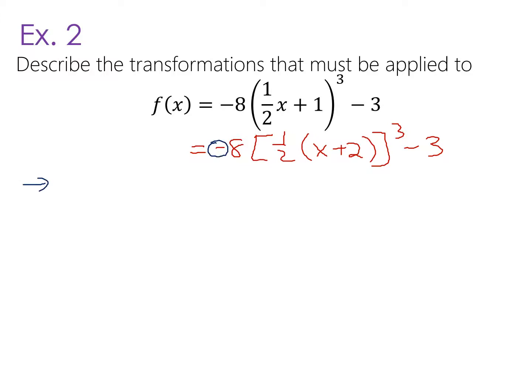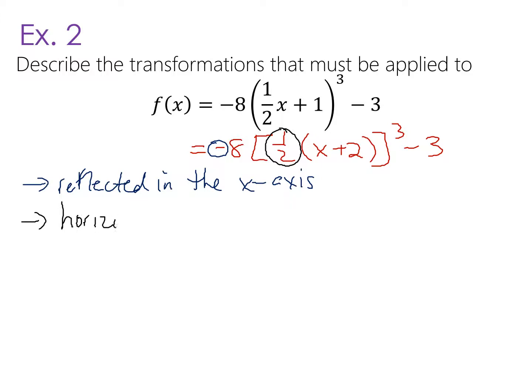The negative means reflected in the x-axis. This right here is like our k value. Remember, it's always opposite for x. So instead of dividing by a half, it's like multiplying by 2. So we're going to say horizontally stretched by 2.